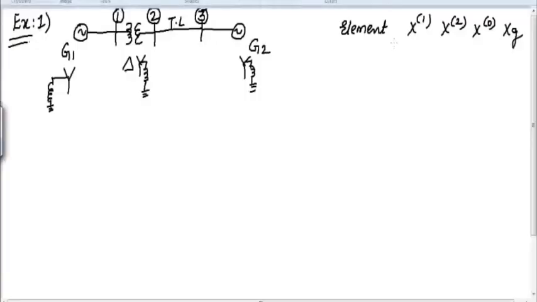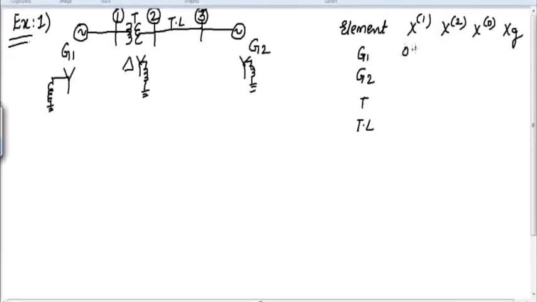In the first part we have the elements, and in the second part the given values of x1, x2, x0 and xg. We will see one by one what all these values are. First they have given the values for generator G1, then generator G2, then the transformer, which I will write here as T, and then the value for the transmission line TL. So this is what they have given us.